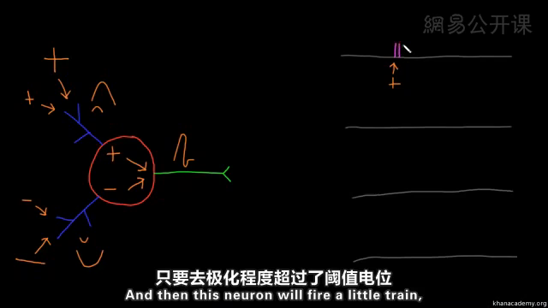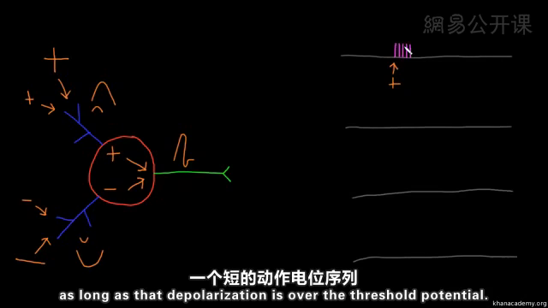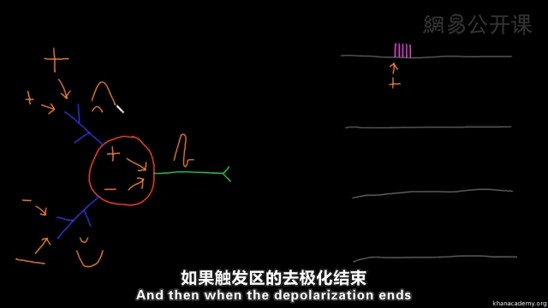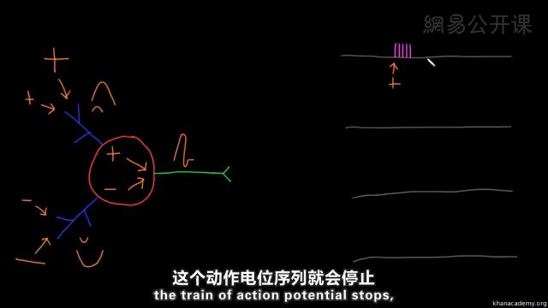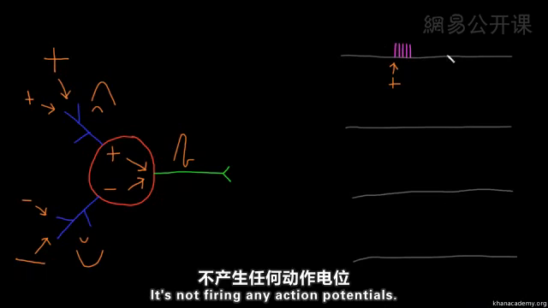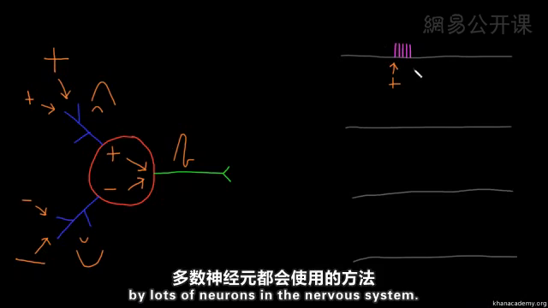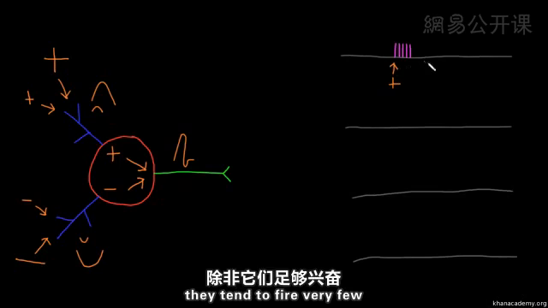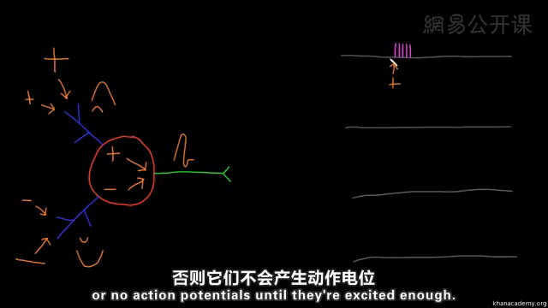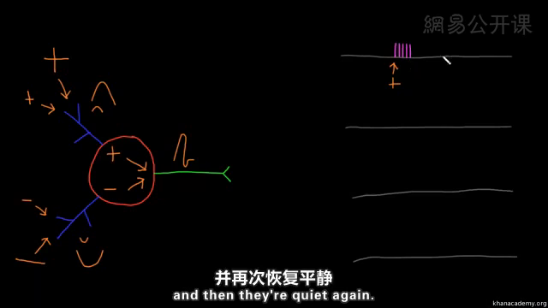This neuron will fire a little train, a little series of action potentials, for as long as that depolarization is over the threshold potential. And then when the depolarization ends, or when it dips below the threshold at the trigger zone, the train of action potentials stops, and then the neuron is quiet again. It's not firing any action potentials. So this is a very common method used by lots of neurons in the nervous system. For example, the motor neurons that synapse on skeletal muscle tend to fire very few or no action potentials until they're excited enough, and then they'll fire a train of action potentials, and then they're quiet again.